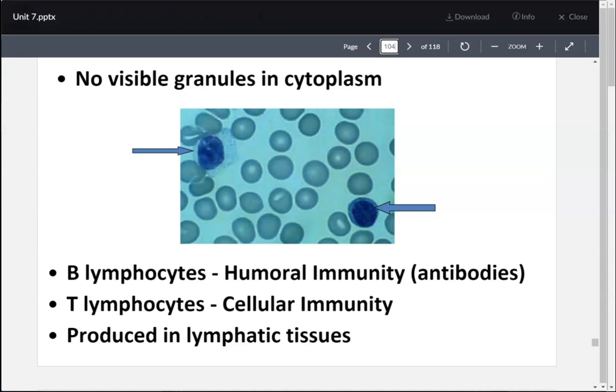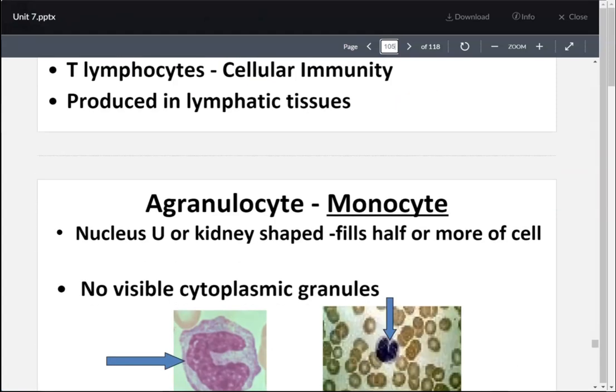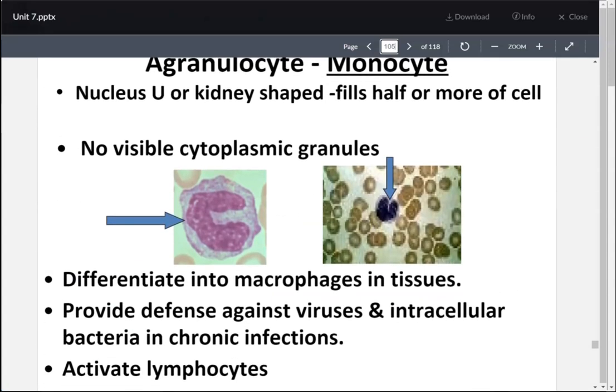B lymphocytes are going to be involved in what we refer to as humoral immunity. They create antibodies, which will then attach to a specific foreign protein marker, stating that this thing does not belong and needs to be destroyed. T cells are involved in what we refer to as our cellular immunity, and are going to be things like killer cells. These guys actively attack.